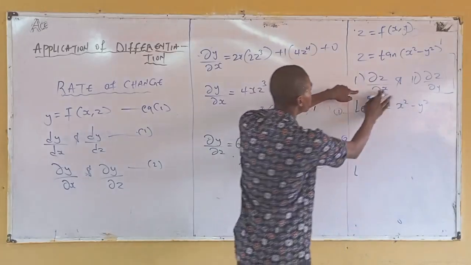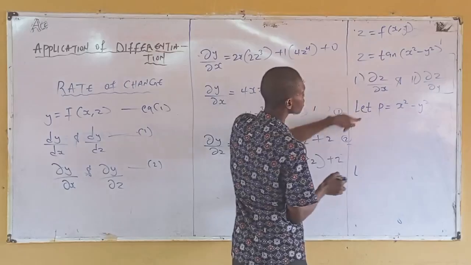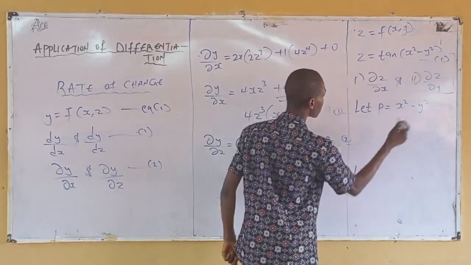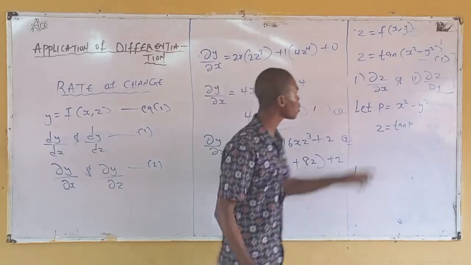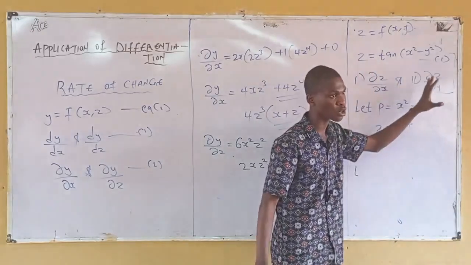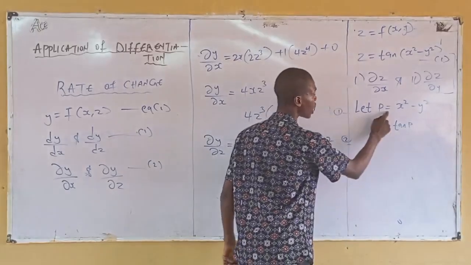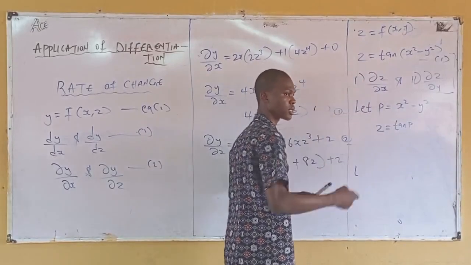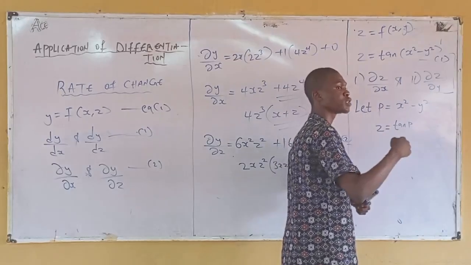From here, we want to get the partial derivative of z over x. Since you've said let P be this, which was the given question, then this given question can be written as z equals tan P. Meaning anywhere I see x squared minus y squared in the initial equation, what do you have here? P. Now from here, you are working with this and this to get your partial derivative of z with respect to x. Similarly, you are working with this and this to get your partial derivative of z with respect to y.